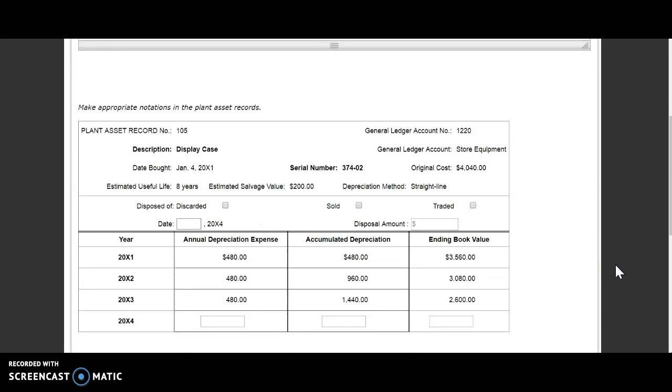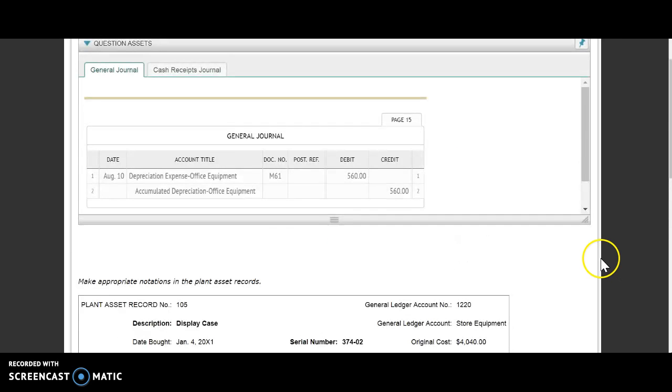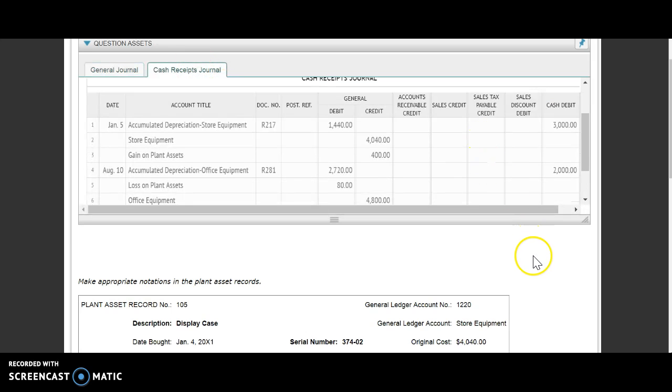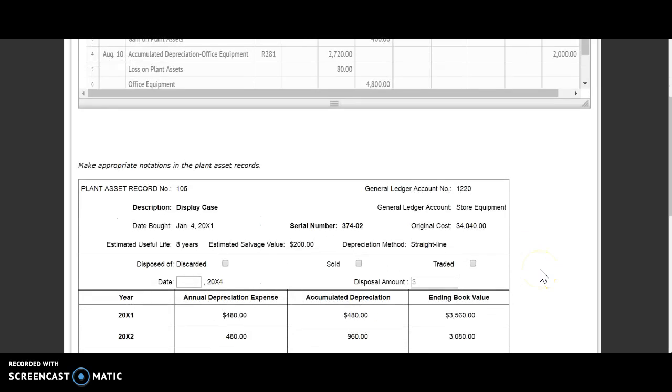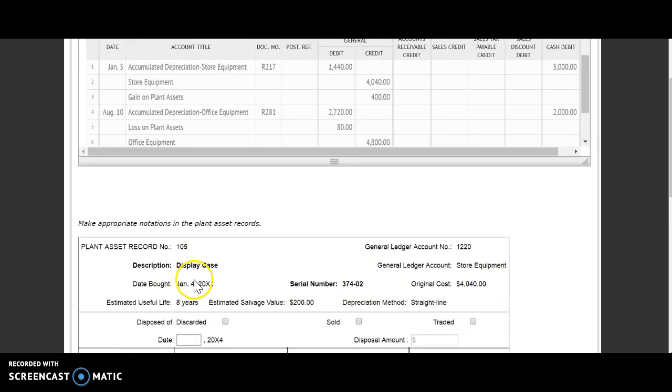Okay, my last step then is to update my plant asset record sheets, so how we disposed of it. So I might want to look at my cash receipts journal. When I look, we know that we sold our display case. So I'm going to click on sold. We sold it on January 5th. And we sold it for, here's our cash debit, $3,000.